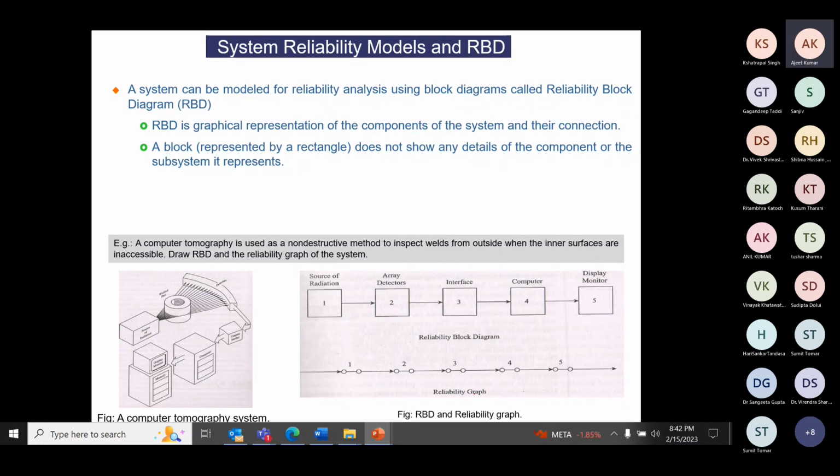So any system you design, whether mechanical, electrical, electronic, whatever, we can convert into some kind of graph and model. If you convert, you will find systems are mixed: somewhere series, somewhere parallel, somewhere a combination. That's how we can evaluate the whole reliability of your systems. This is the subject today.